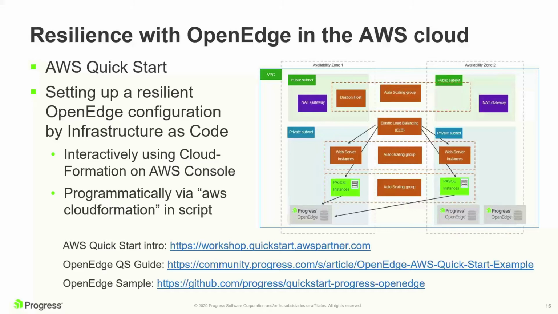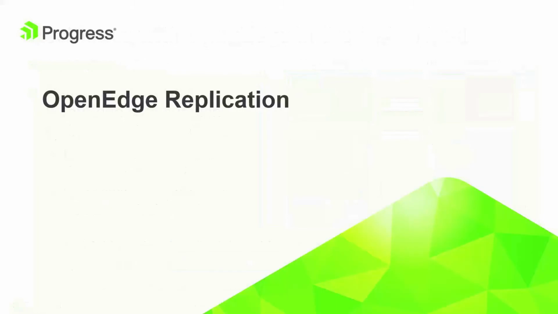At the database layer, again, we have a hot standby setup with automatic failover. The hot standby DB is kept in sync using OpenEdge Replication. OpenEdge Replication is key to providing resilience at the database layer. So let's take a look.